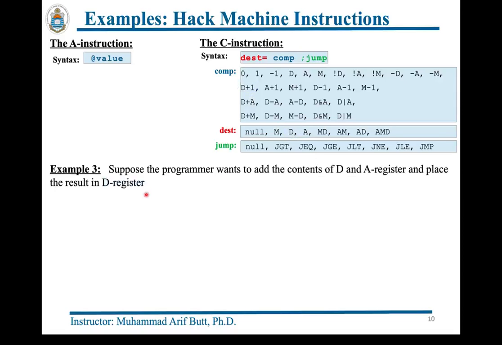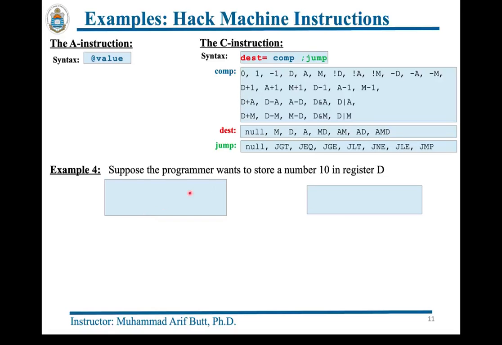Let's see another example in which the programmer wants to add the contents of D and A register and place the result inside the D register. Once again, the C instruction is used for this. The destination is D because we want to place the result in D register, and the computation is D plus A because we want to add the contents of D and A register, and the exact syntax is D is equal to D plus A. I hope this is making sense to you.